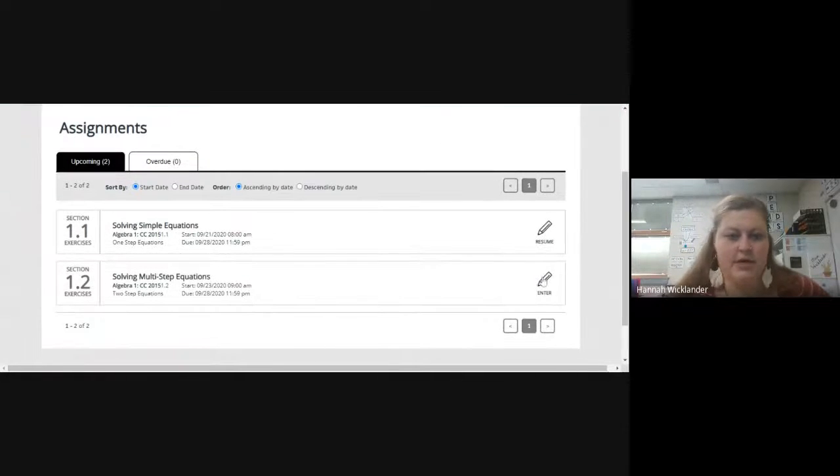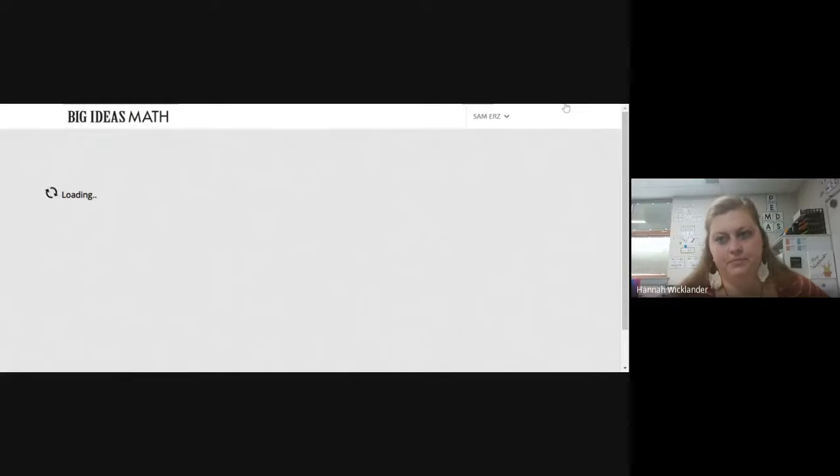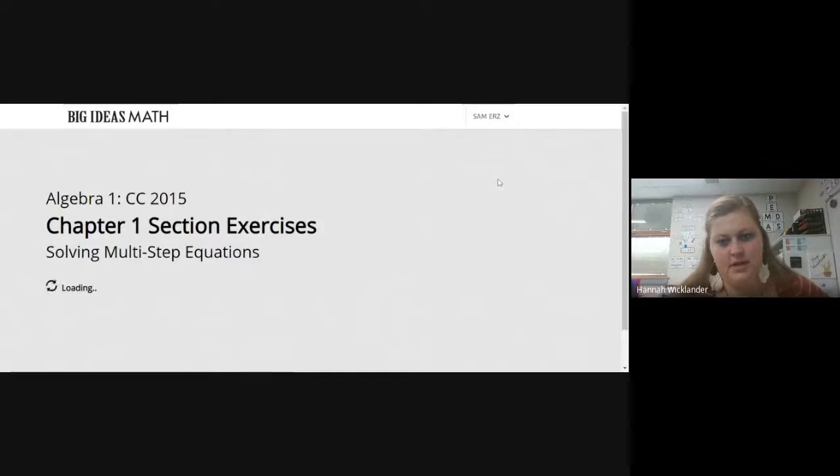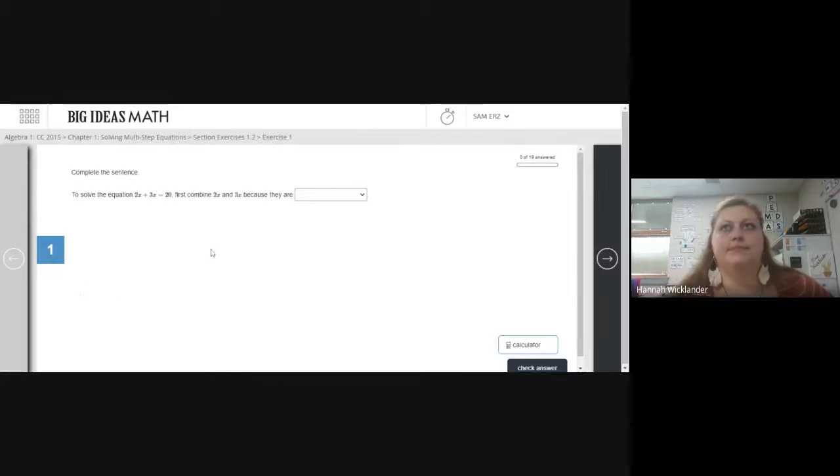Okay, so then we're going to go to 1.2, solving multi-step equations. If you want to do this with me, we'll do some of the problems together. You'll click enter. And then for some reason, it takes a while to load. I don't know why. Okay, click start.